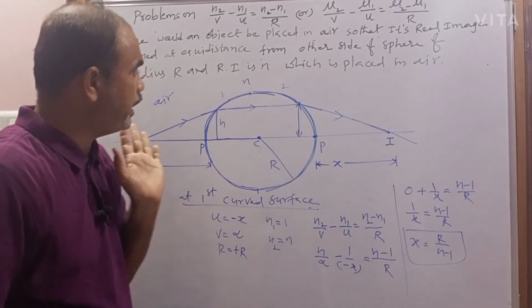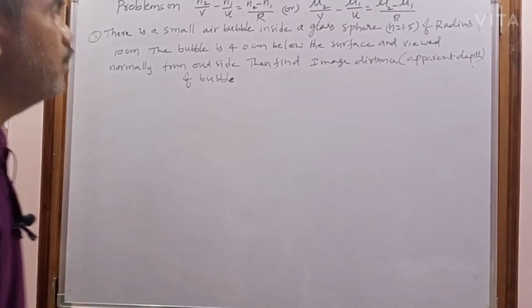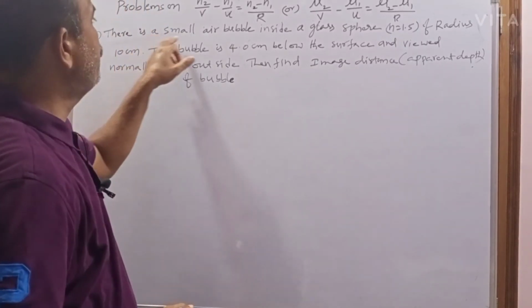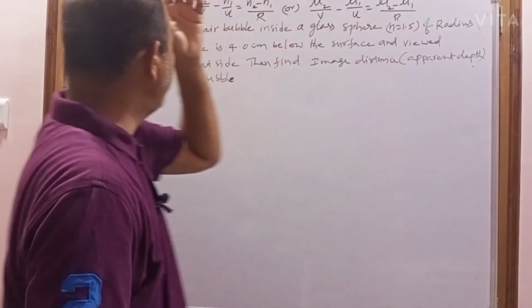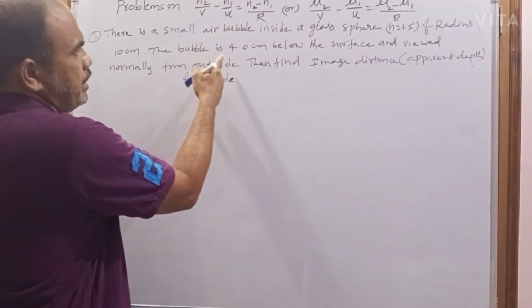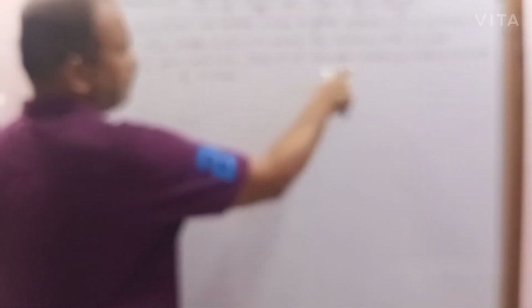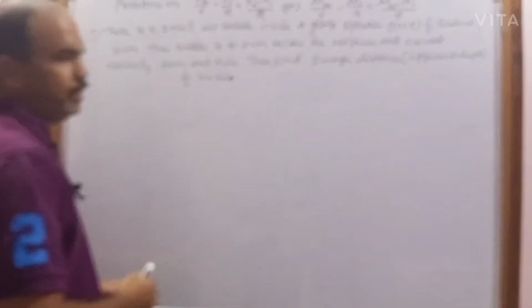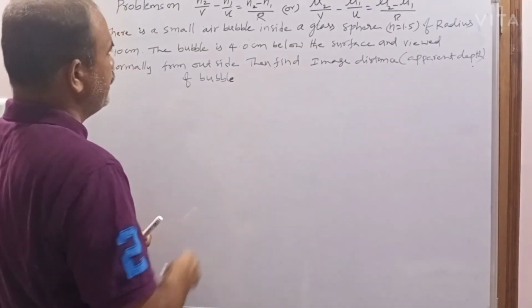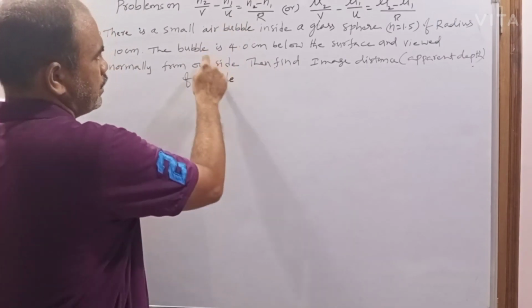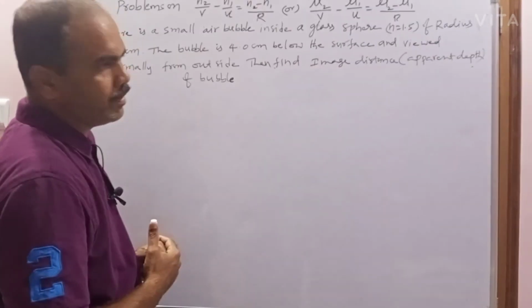Next I am moving to the third problem. So now coming to the third problem. There is a small air bubble inside a glass sphere of refractive index 1.5 and radius 10 centimeter. The bubble is 4 centimeter below the surface and viewed normally from outside, then find the image distance or apparent depth of the bubble. So nothing but in this problem there is a glass sphere, and in the glass sphere one air bubble is there. The air bubble is kept 4 centimeter from its surface, and the refractive index of that sphere is 1.5 and the radius is 10 centimeter.